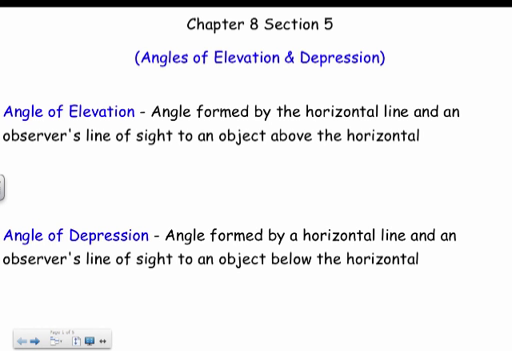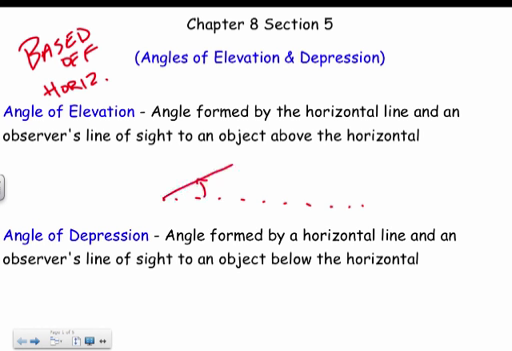So let's just take a look. Everything is based off the horizontal. So you just got to remember that, based off horizontal. So for example, there's a horizontal, the line of sight from the horizontal, elevation means we're going up, so boom, angle of elevation, depending on whatever degree this is. It could be x degrees. So it's based off the horizontal, elevation goes up.